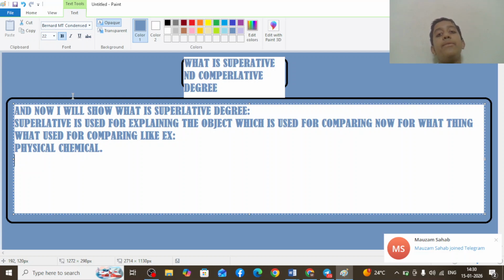And the superlative degree is used to explain and describe things. So like this, our comparative and superlative have differences between them. Now I have to talk about our previous class. In the previous class, what have we learned?